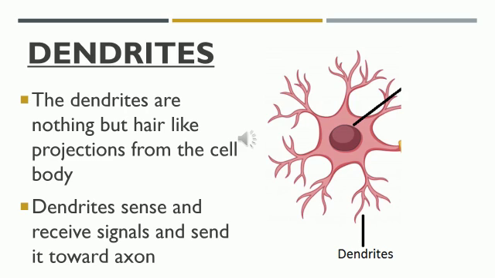So they are branch-like or hair-like projections. Just like if you see a tree, how branches arise from the stem, in the same way the dendrites appear in a neuron. Compare that with a tree, how the branches are in the tree. It functions as a sensor: it senses and receives signals and also sends them towards the axon.